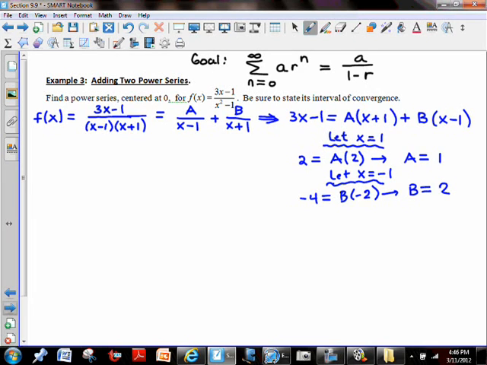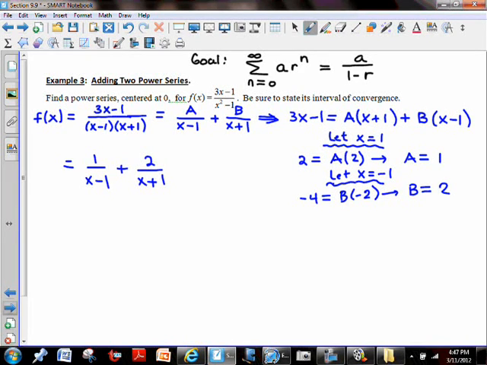So basically what that allows us to do is to revisit this function that we had initially over here and say, hey, 3x minus 1 over x minus 1, x plus 1, that can be written a little differently. We could write that as 1 over x minus 1 plus B, B being 2 over x plus 1. And of course, you could take a moment and add those two back together, and you would find out that that would be correct. It would give you the original function.